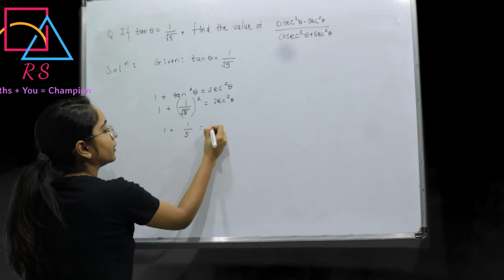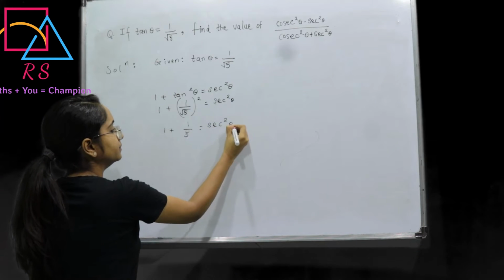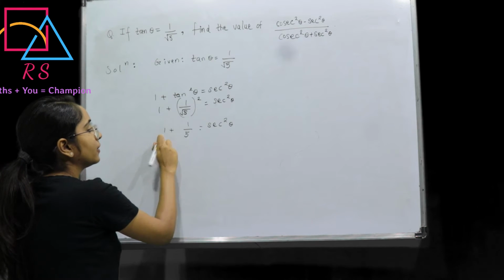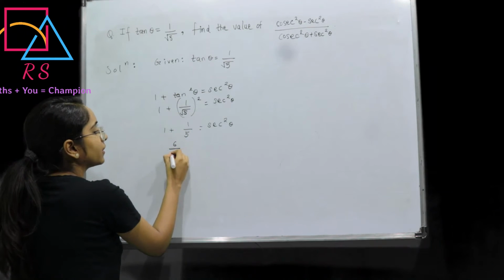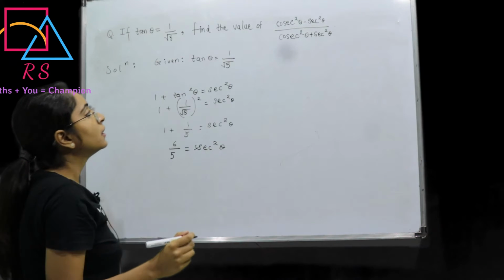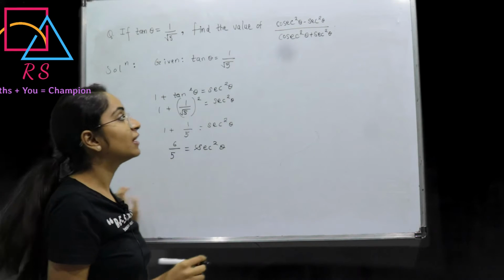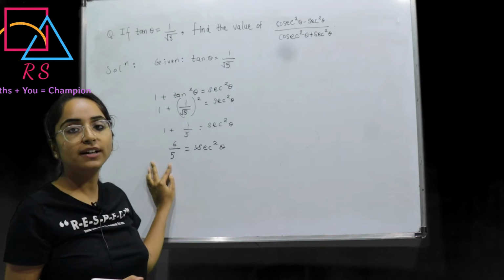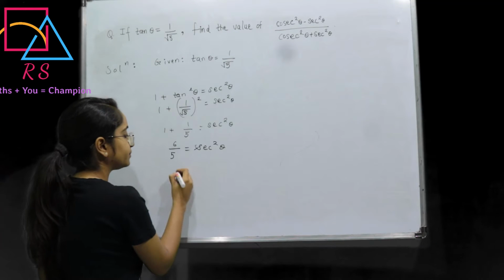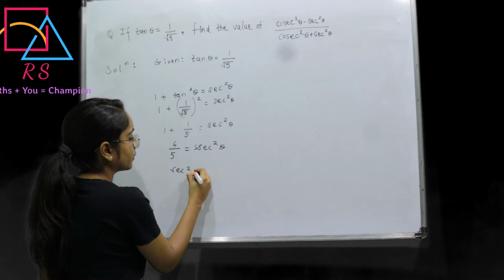One plus 1 upon 5 equals sec square theta. Cross multiply: 5 into 1 is 5, plus 1 is 6 upon 5, equals sec square theta. Now, in the result we need the value of sec square theta, so we won't find the square root and just keep the value as it is. So this is sec square theta.